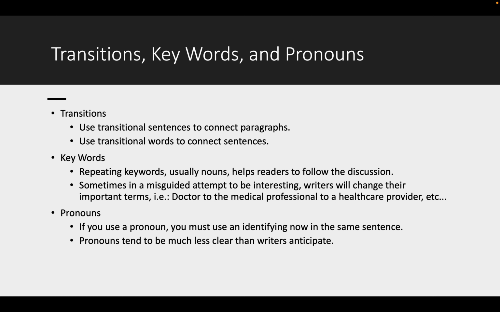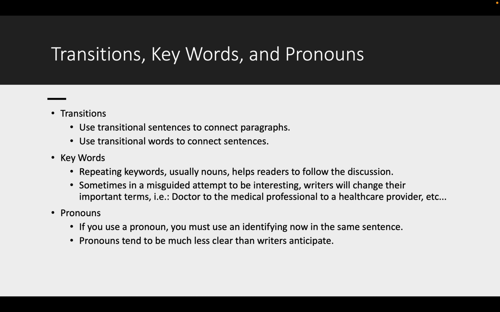And then pronouns. So here's the thing about pronouns. Pronouns tend to be much less clear than writers anticipate. Obviously, you know what you're talking about, but a lot of times your reader doesn't. So here's the rule about pronouns. If you are going to use a pronoun, she, her, they, it, something like that, you must use the identifying word in the same sentence. Not in the sentence before, not in the sentence after. It needs to come in that sentence.